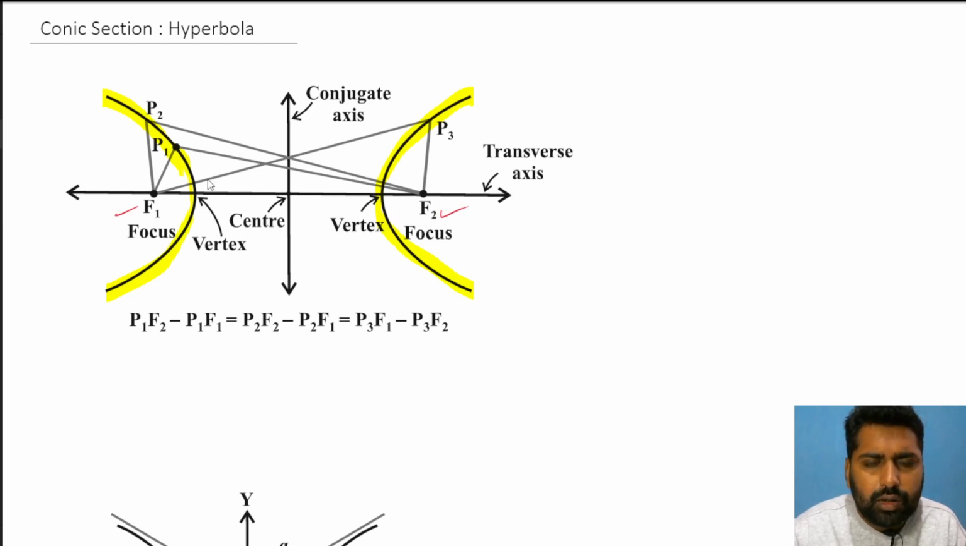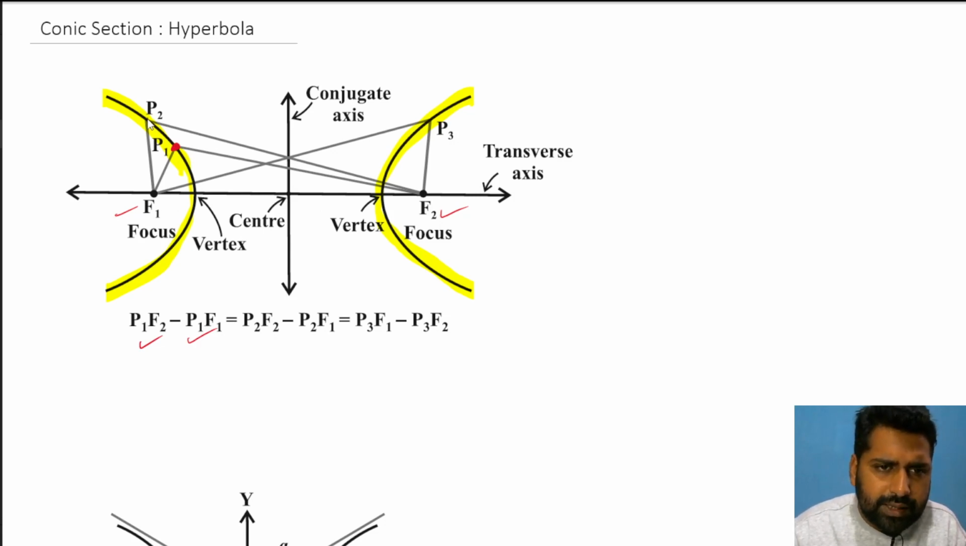You can take any point on this hyperbola, any point. So let's say P1. This time, instead of addition, you will have the difference of the distance between these 2 points. The difference between this point and the 2 foci, meaning PF2 minus PF1. The difference of the distance of this point from both the foci must always be constant or the same.